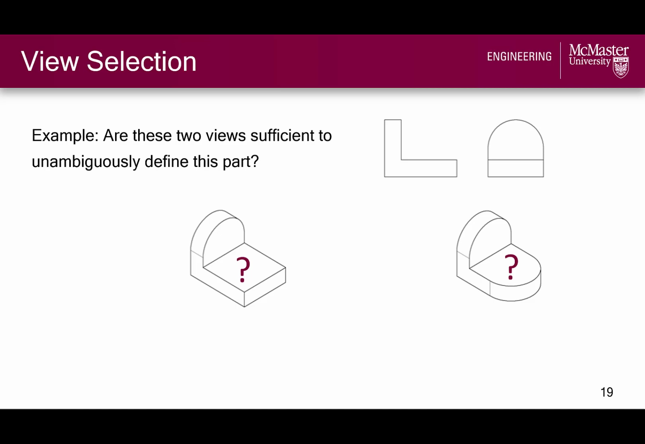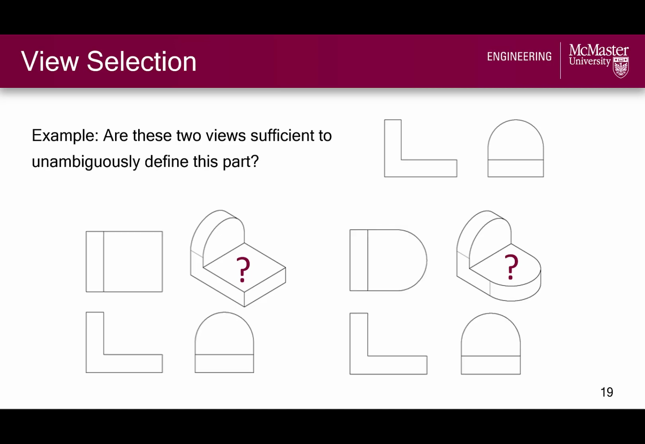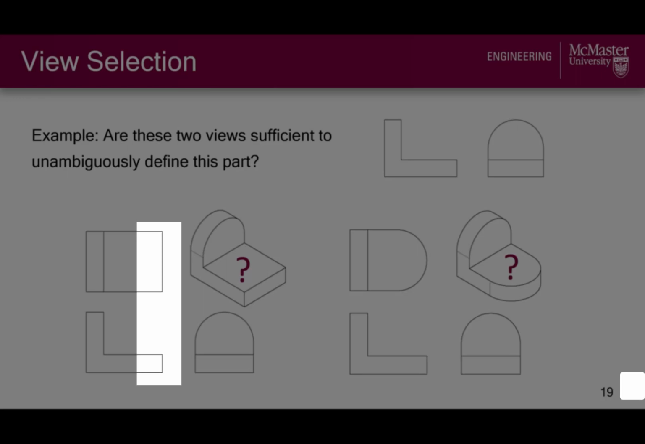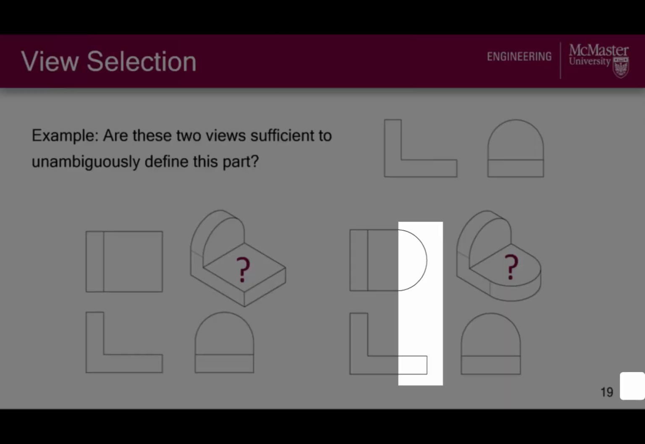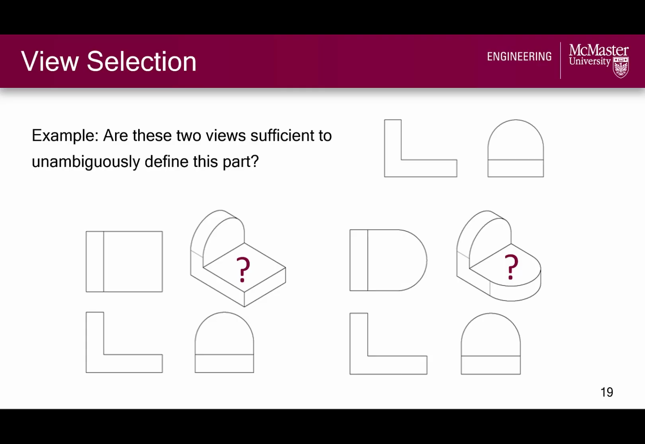These 2 different parts have identical front and right views, which tells us that we need the top view to unambiguously define the part. The reason that these 2 front views look identical in this case is because a straight line in a multi-view can either represent an edge, as seen with the part to the left, or it can represent the limiting element of a curved surface, as seen with the part on the right. So it's important to cross-reference other views to determine whether you're looking at an edge or a limiting element.